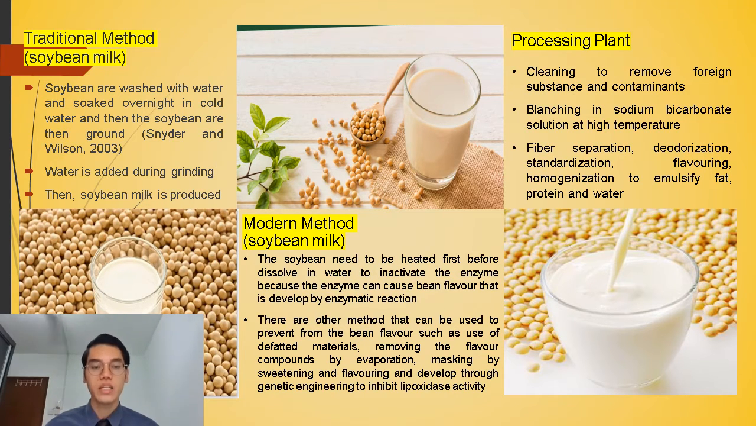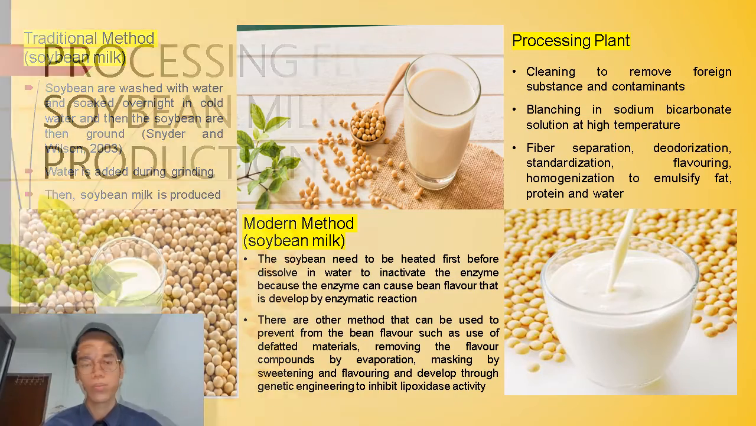In the modern method, the soybean needs to be heated first before being dissolved in water to inactivate the enzyme lipoxygenase, because the enzyme can cause bean flavor, a flavor that is developed by enzymatic reaction. And lastly, in the processing plant: cleaning to remove foreign substances and contaminants, blanching in sodium bicarbonate solution at high temperature, fiber separation, deodorization, sanitization, flavoring, and homogenization to emulsify fat, protein, and also water.